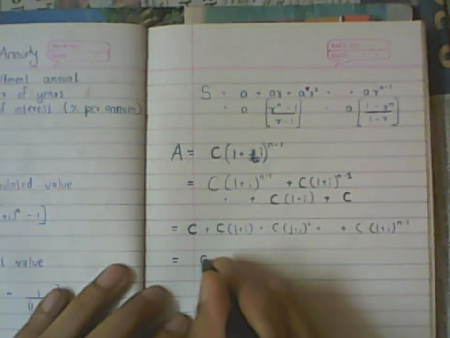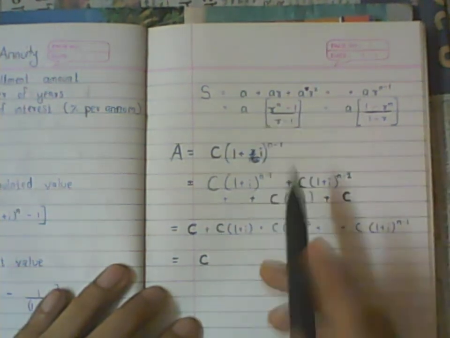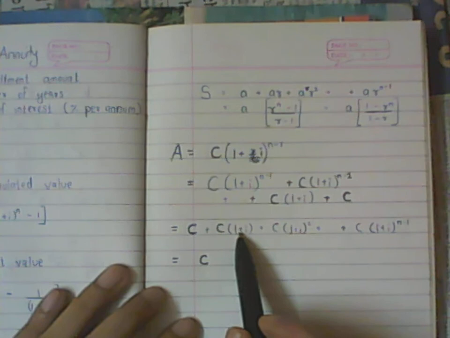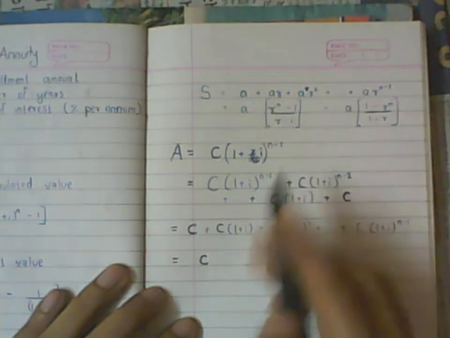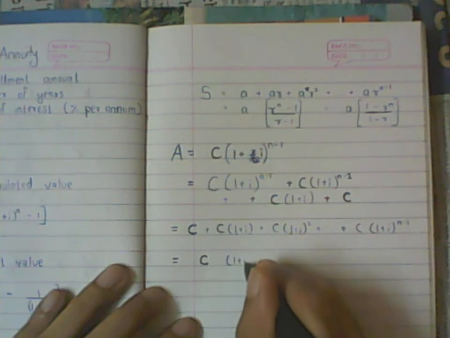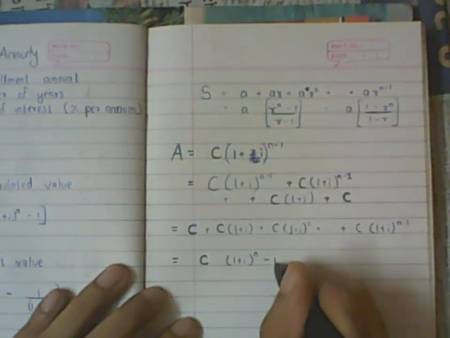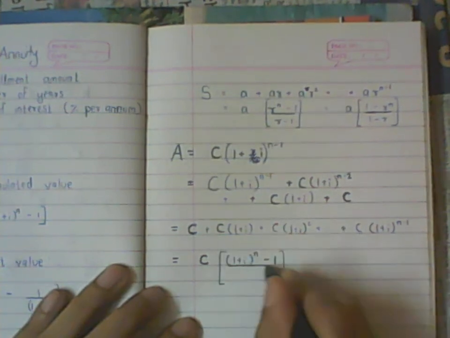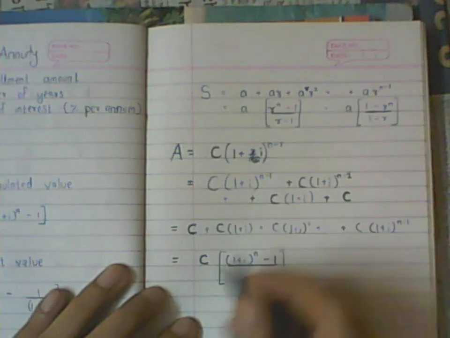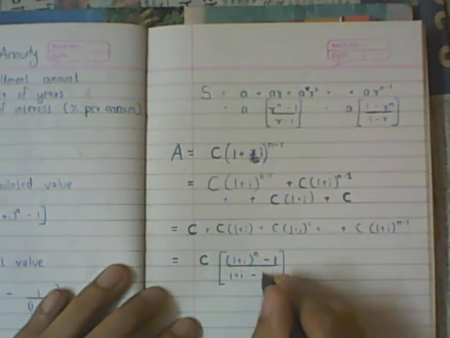C. Now I am using this formula. Here my R is 1 plus I, because 1 plus I is the factor that is being multiplied each time to get the new term. So R is 1 plus I. According to the formula, I need to raise it to the nth power. Then I need to subtract 1. This is my numerator. And my denominator is R minus 1, which is 1 plus I minus 1, and 1 plus I minus 1 is just I, right?